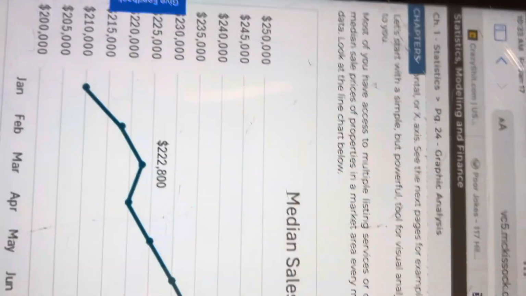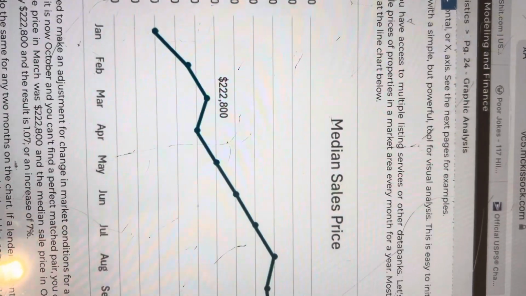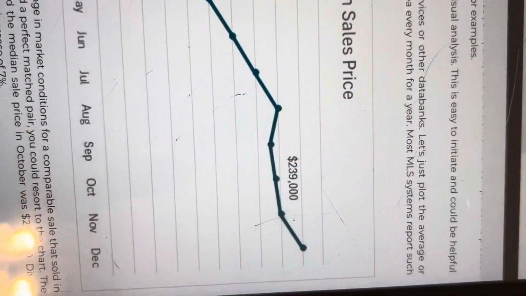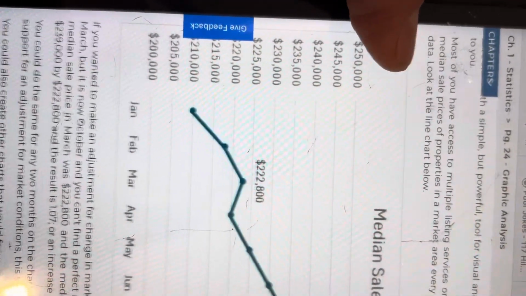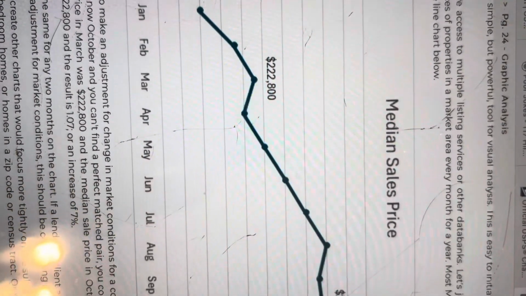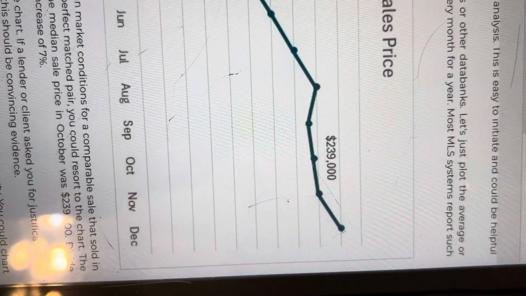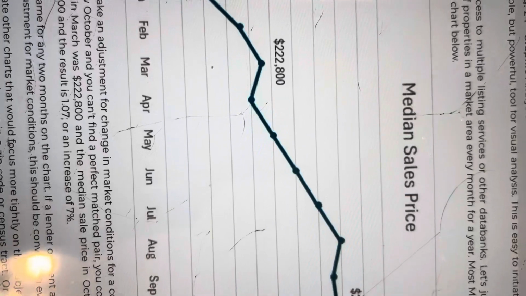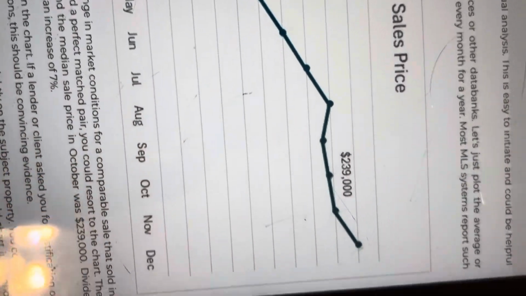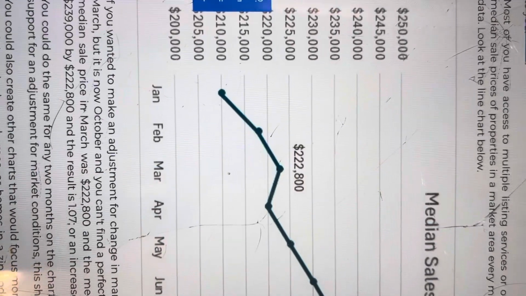Let's start with a simple but powerful tool for visual analysis. This is easy to initiate and could be helpful to you. Most of you have access to multiple listing services or other data banks. Let's just plot the average or median sale prices of properties in a market area every month for a year. Most MLS systems report such data. Look at the line chart below.